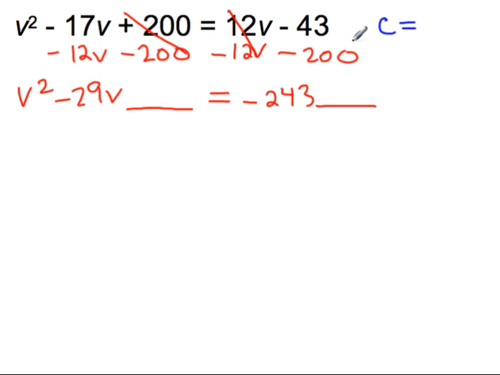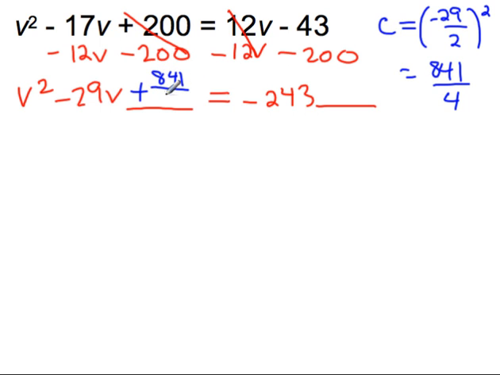We're going to take b, so that'd be negative 29 over 2 squared. Negative 29 squared is 841. 2 squared is 4. So what I need to do here is add the c, so it's going to be plus 841 over 4 plus 841 over 4. Notice I had to add it to both sides. If I'm going to add something to one side to make it a perfect square trinomial, then I also need to add that number to the other side of the equation.